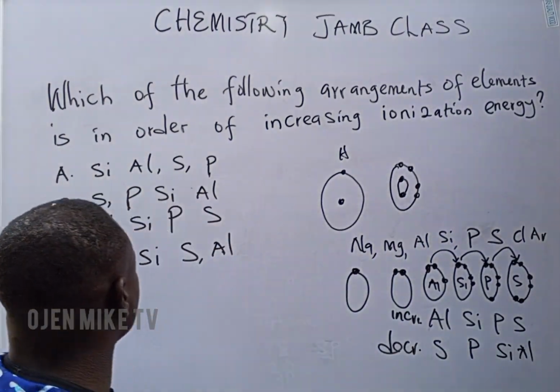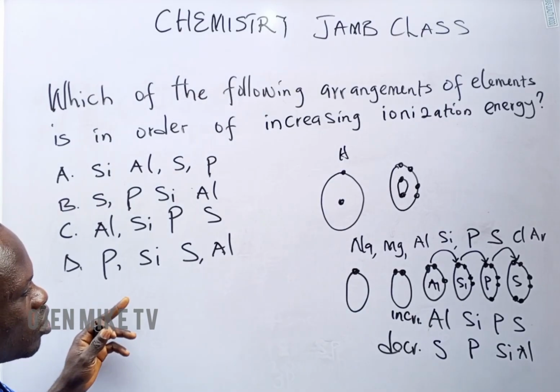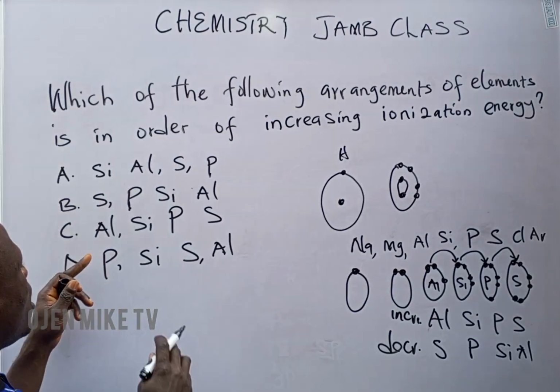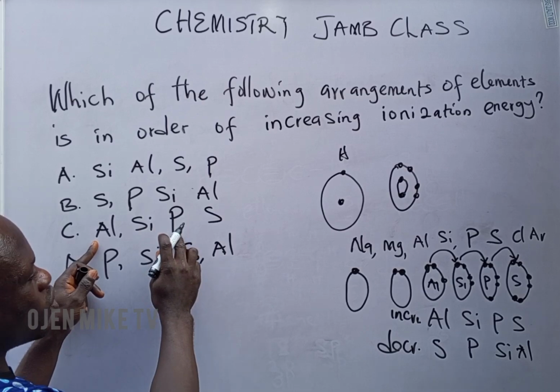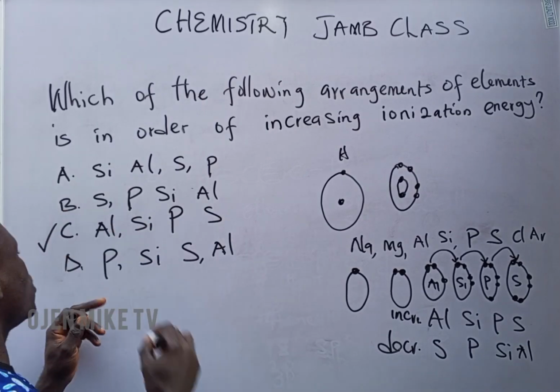So our correct option is aluminum, silicon, phosphorus, and sulfur. So our option is Option C.